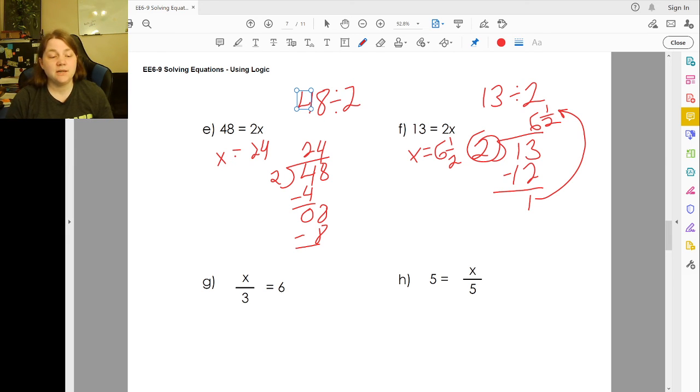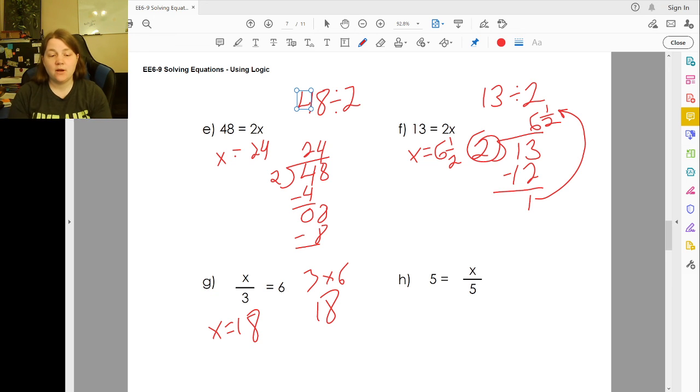For letter G, we want to know what number, when I divide it into 3 groups, makes 6 things. Well, let's go ahead and do the opposite of that. If I have 3 groups of 6 things, 3 times 6, that means I have 18 things. So here, x would equal 18.